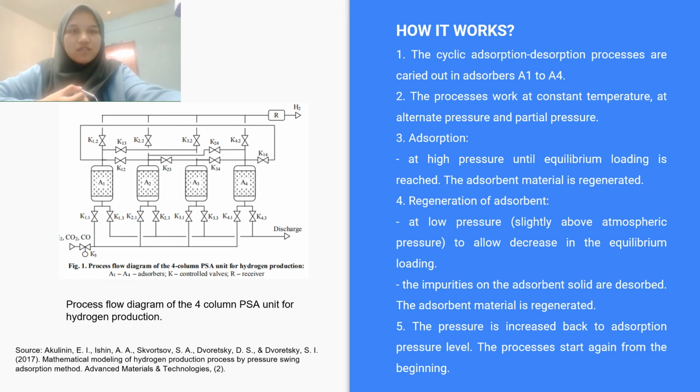This regeneration is done by lowering the pressure to slightly above atmospheric pressure, resulting in a respective decrease in equilibrium loading. As a result, the impurities on the adsorbent material are desorbed and the adsorbent material is regenerated. After termination of regeneration, pressure is increased back to adsorption pressure level and the process starts again from the beginning.